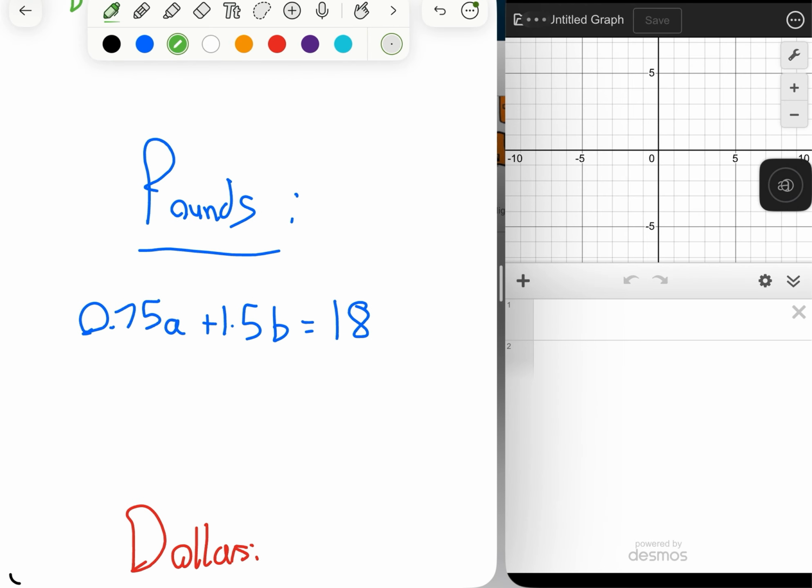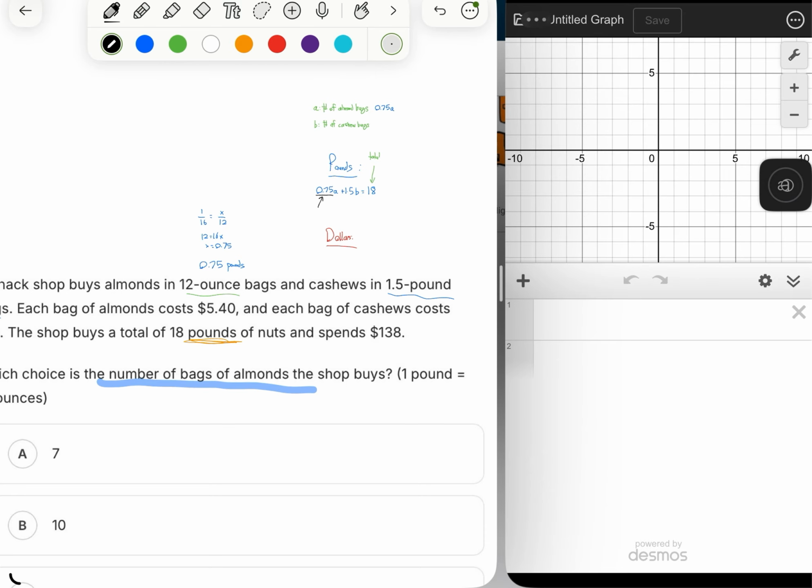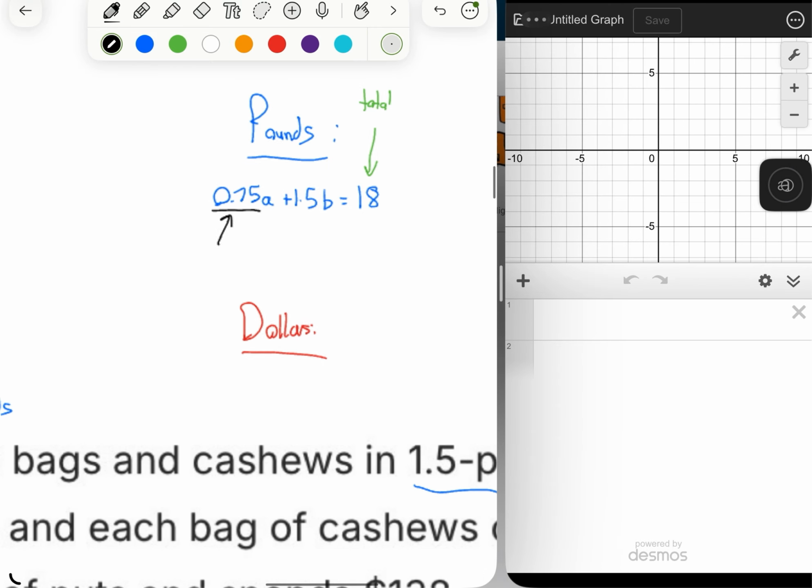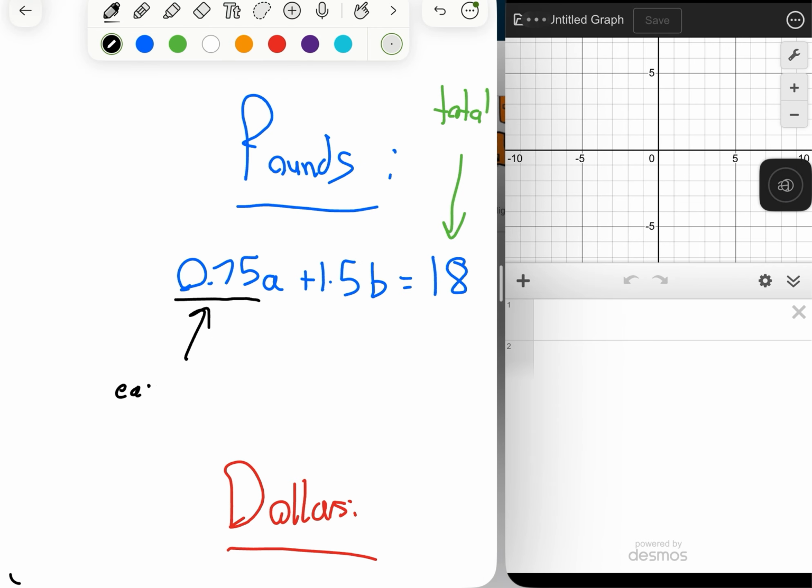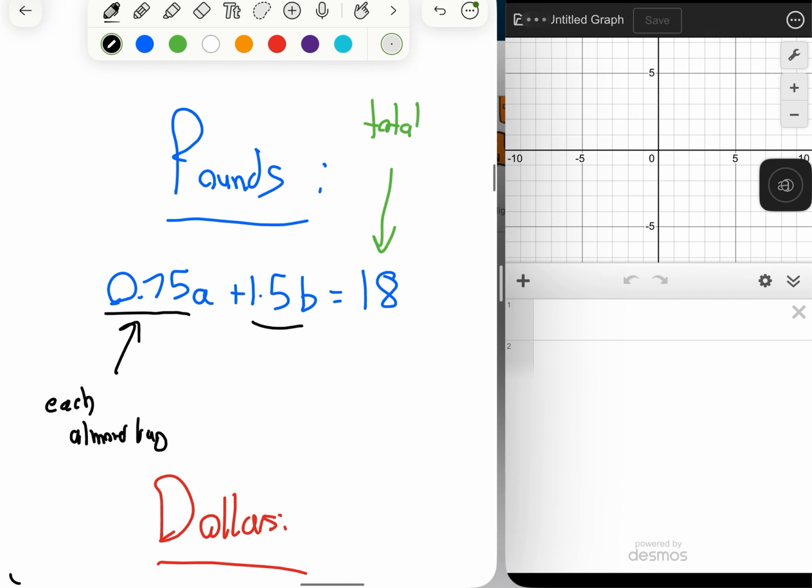And now, I'm going to talk about where I got this equation from. Well, this is the total number of pounds. The 0.75 here is the pounds per almond bag. It's the weight in pounds for each almond bag. And then 1.5 here, that's the weight in pounds for each cashew bag.